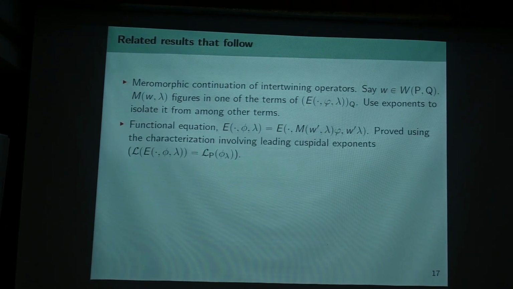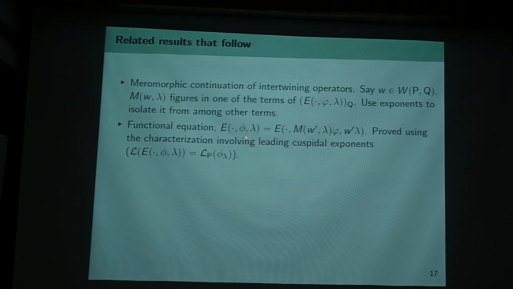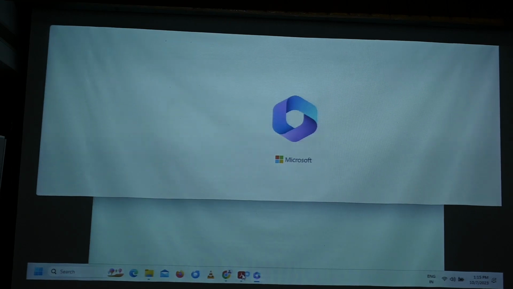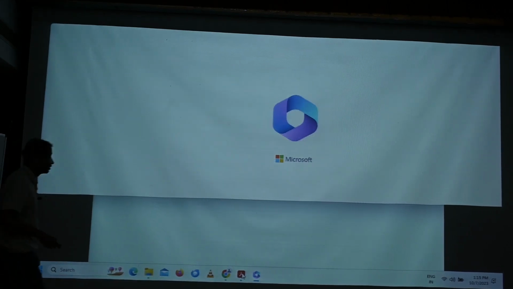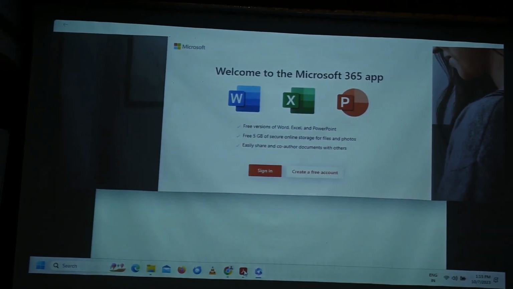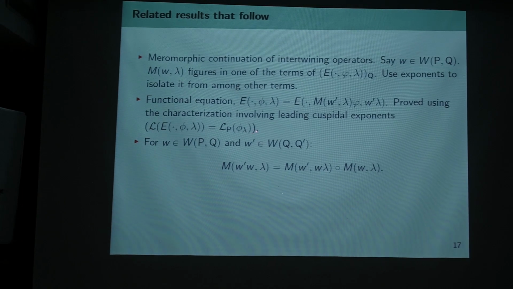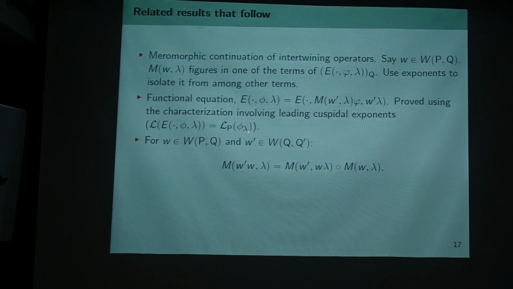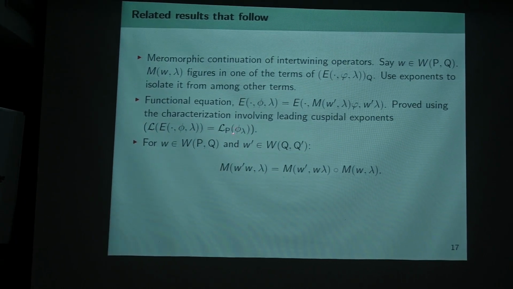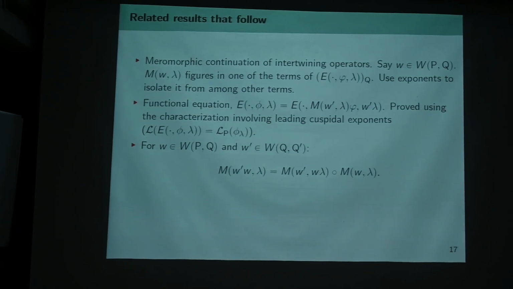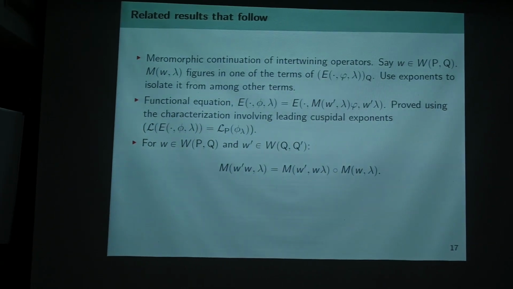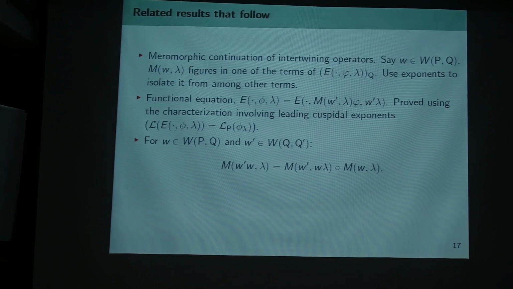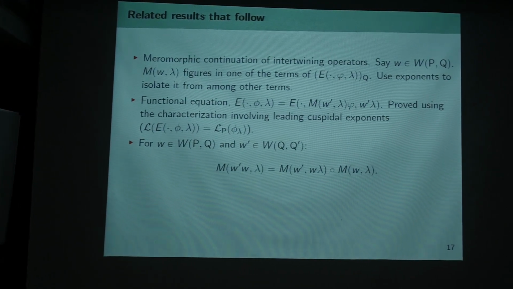And how do you do this? One uses the characterization of automorphic forms using leading cuspidal exponents. The thing is, you can relate the exponents of the Eisenstein series to the exponents of the inducing datum, but the leading cuspidal exponents of the inducing datum, and they can be compared across intertwining operators because intertwining operators are intertwining. So you have to worry about the leading part, and because they are characterized, you can show that both of these satisfy the same characterization. Then you can show the multiplicativity of intertwining operators.